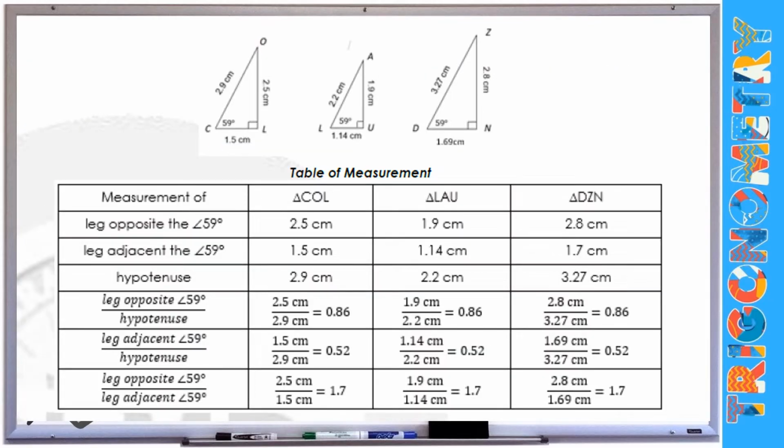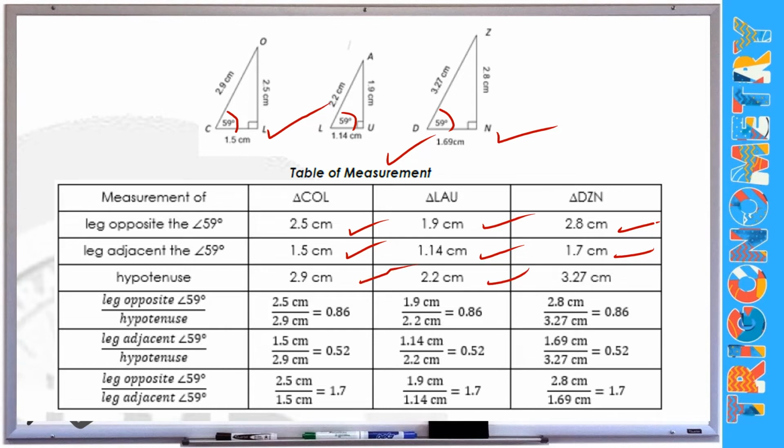We have seen here the examples on your learner's pocket: different triangles with different measurements of sides, but with only one measurement of angle, which is 59 degrees. We are given different opposite sides, different adjacent sides, and different hypotenuses. We have here triangle COL, triangle LAU, and triangle DZN, putting the measurement of the opposite side, your adjacent side, and your hypotenuse.